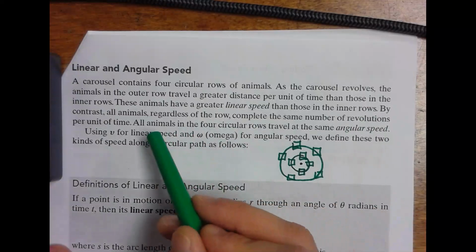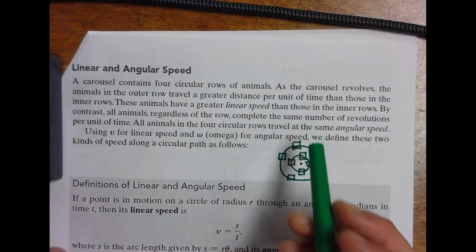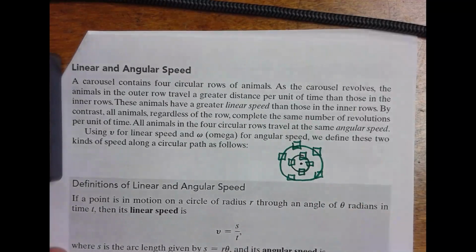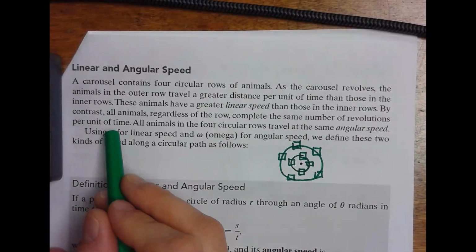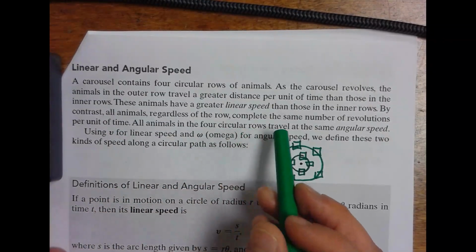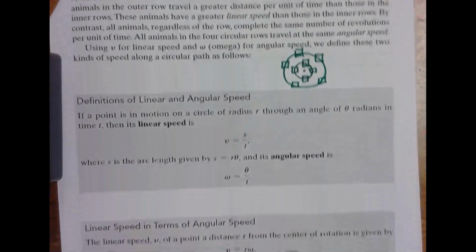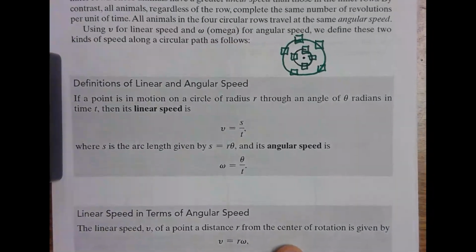But by contrast, all animals, regardless of the row, complete the same number of revolutions, so one full rotation, per the same unit of time. And thus, all animals in the 4 circular rows travel at the same angular speed. So there's multiple ways we can interpret speed. Think about angular being measured in terms of rotations, and linear being just what we already know about speed, distance divided by time. So multiple ways to think about that speed.